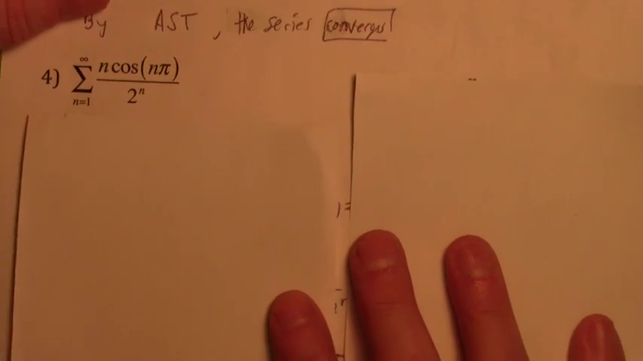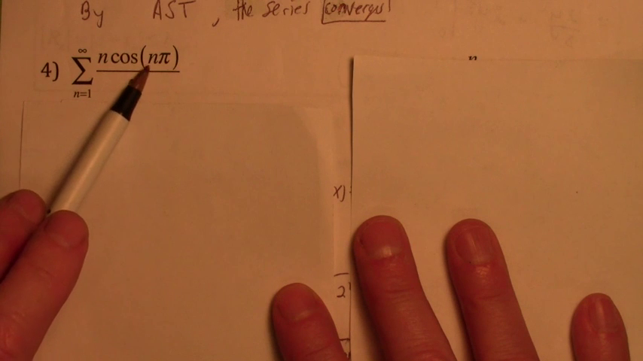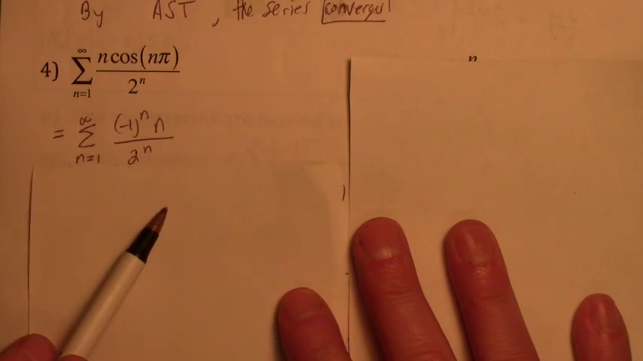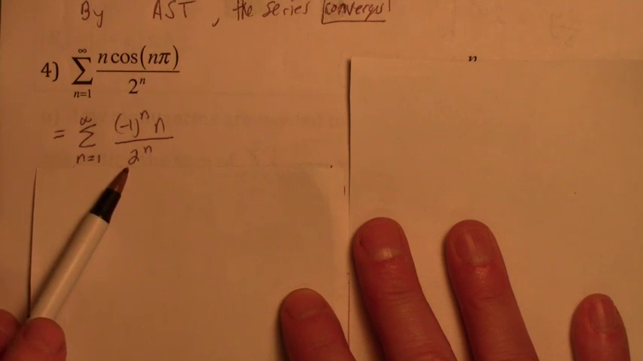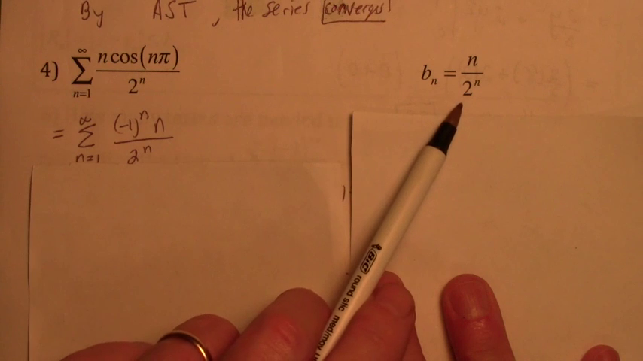Now here's an example. This one might not look like an alternating series. It has that cosine n pi, but look, when n is 1, you have negative 1. When n is 2, you have 1. So this is actually just an alternating series. A sneaky way to write this, isn't it? So what is b sub n? b sub n turns out to be n over 2 to the n.